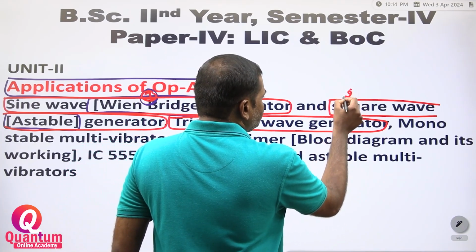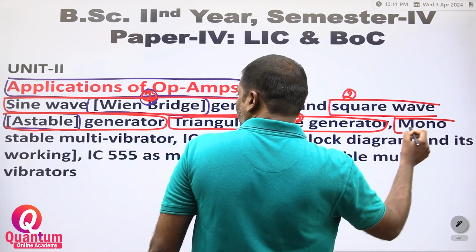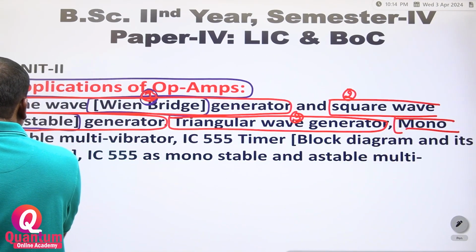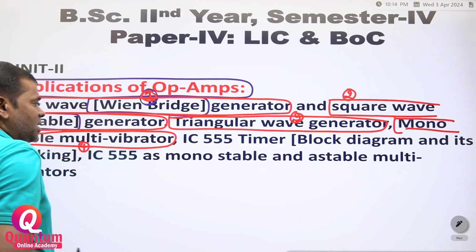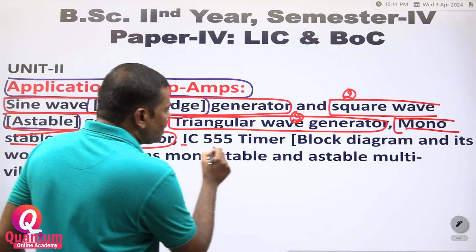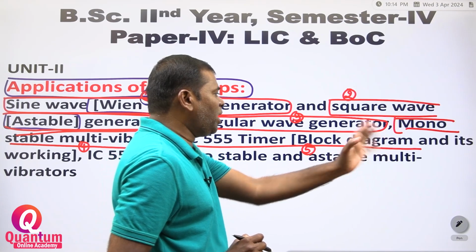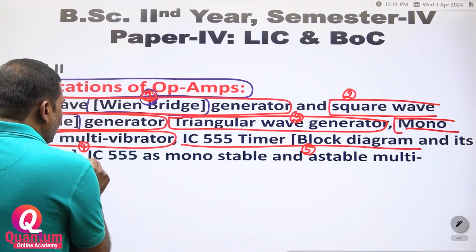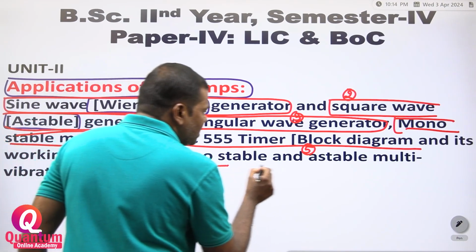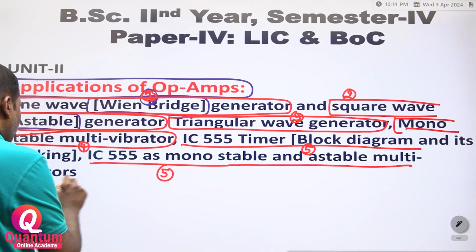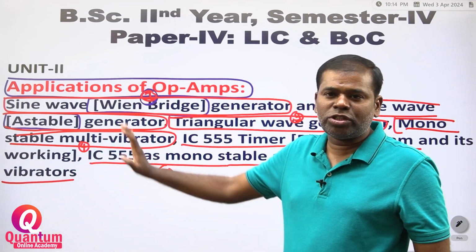This is the third one. The fourth one is monostable multivibrator. The fifth one is IC 555, which you are doing in your laboratory: IC 555 block diagram and its working. Fifth one is IC 555 as astable and monostable multivibrator. How many questions are there? Only 5 questions are there.